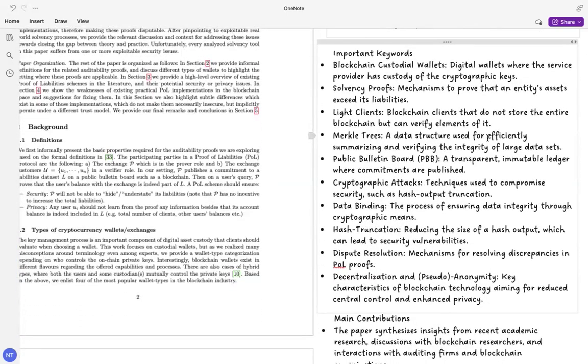I also pulled a bunch of important keywords. It helps you understand how a particular word is sometimes used. For example, the public bulletin board here is essentially a blockchain ledger in this paper. So several times the author quotes PBB, which is meant to say a blockchain. I'll leave these notes here.